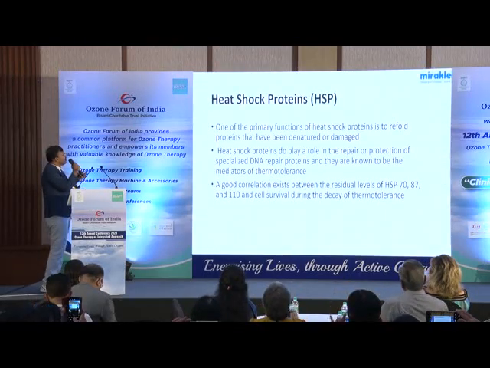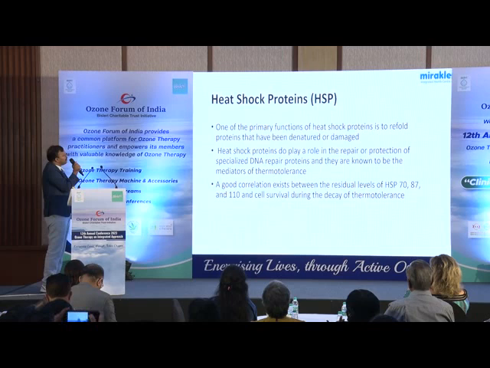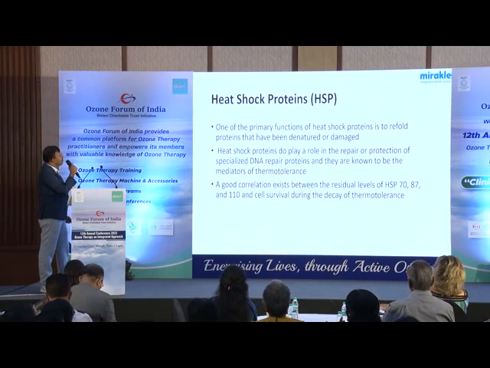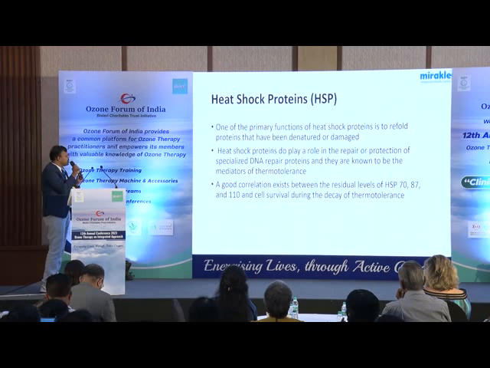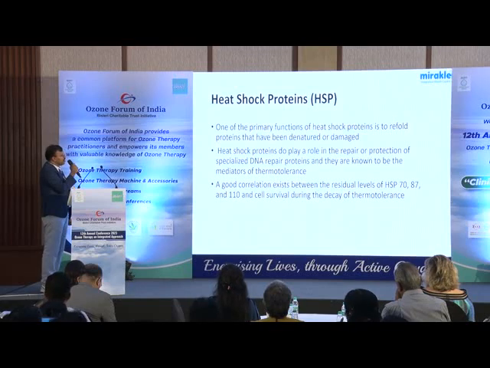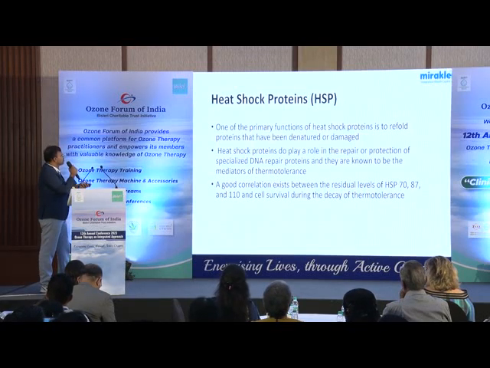The basic factor behind hyperthermia is heat shock protein. One of the primary functions of heat shock protein is to refold proteins that have been denatured or damaged. Heat shock proteins also play a role in the repair, through production of specialized DNA repair proteins that are known to be the mediator of thermotolerance. A good correlation exists between the residual level of heat shock proteins 70, 87 and 110 and cell survival during the decay of thermotolerance.